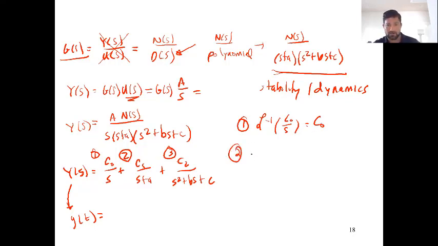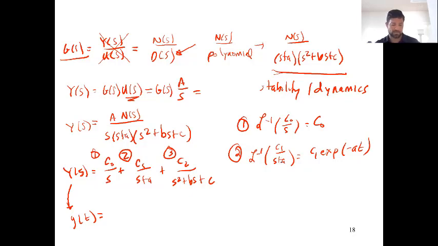If we look at the second term, inverse Laplace of C1 over S plus A is going to be C1 exp of A t, just like what we just looked at. So we can see here that if A is a positive number, this is going to be stable. If A is a negative number, this is going to be unstable. But in any case, a term that looks like this is either going to be exponential decay or exponential growth. Those are the only two choices.